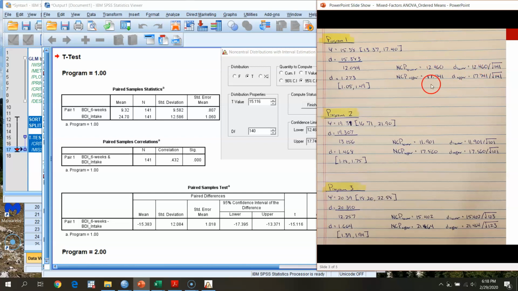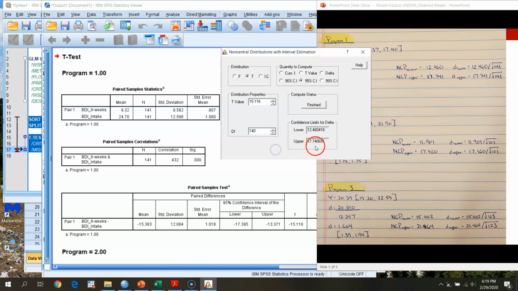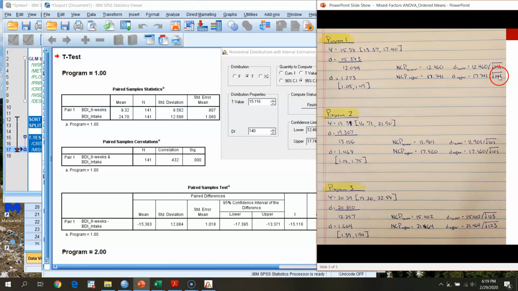To get the upper and lower limits of d from my non-centrality parameter, for the paired sample test, I'm going to take my lower limit and divide it by the square root of my sample size. Do the same thing for my upper limit: take that and divide it by the square root of my sample size. What this is going to give me is confidence bounds around my effect here.